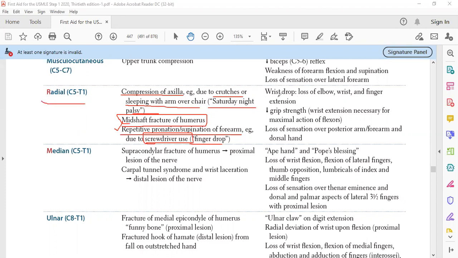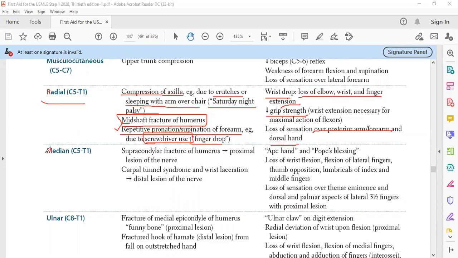So in radial, we will have the wrist drop, which is loss of elbow, wrist, and finger extension. So it will be hanging. There will be a decrease in grip strength, because wrist extension is necessary for maximal action of the flexors, and loss of sensation over the posterior arm, forearm, and dorsal hand.